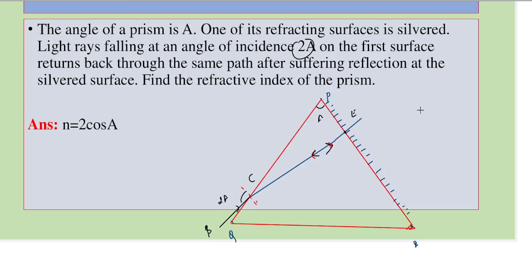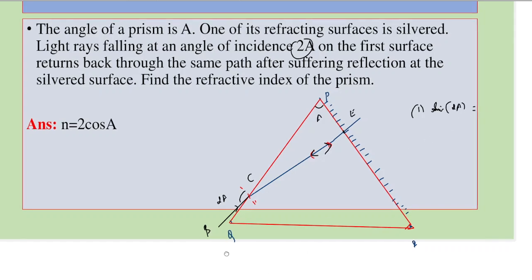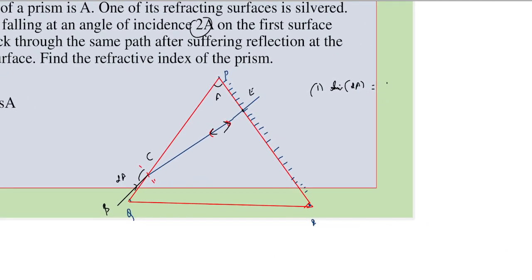1, because the refractive index of air is 1, into sine 2A is equal to n into sine of the angle made here. If this is R1, it becomes n into sine of R1.